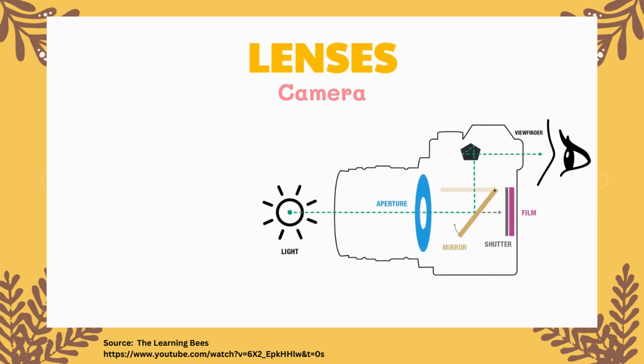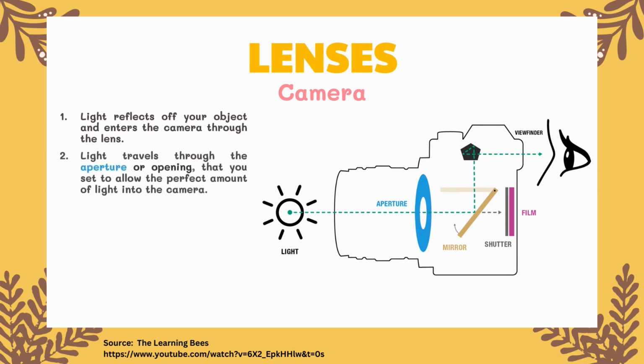This is the mechanism for traditional film cameras. First, light reflects off your object and enters the camera through the lens. Next, the light travels through the aperture, or opening, that you set to allow the perfect amount of light into the camera.